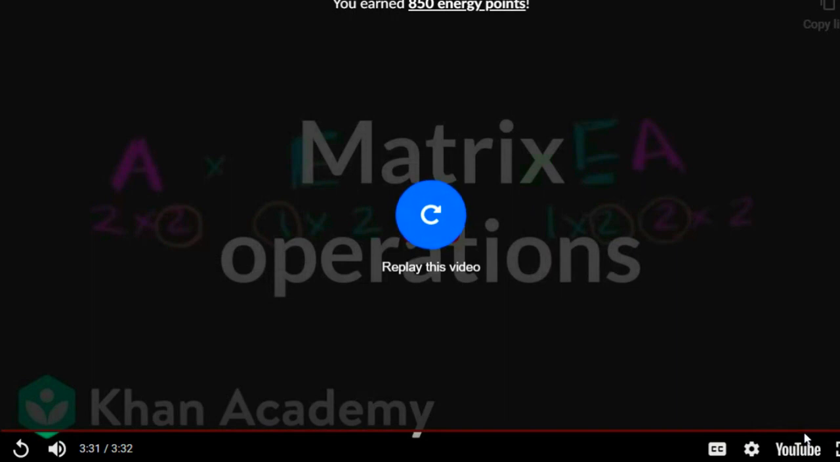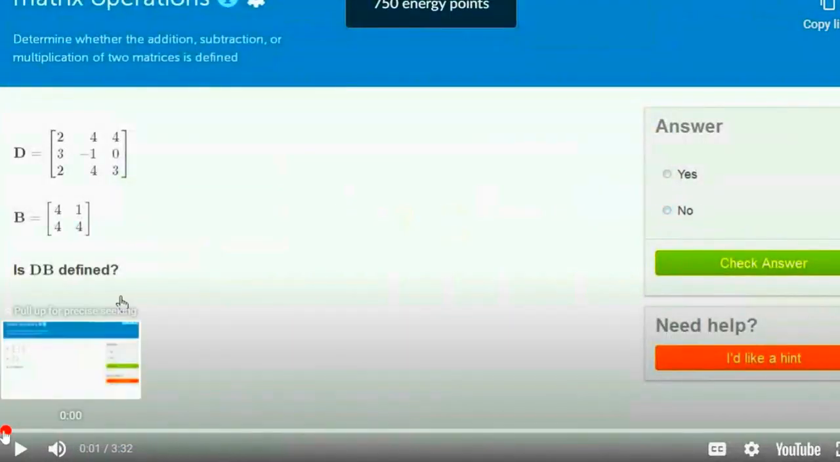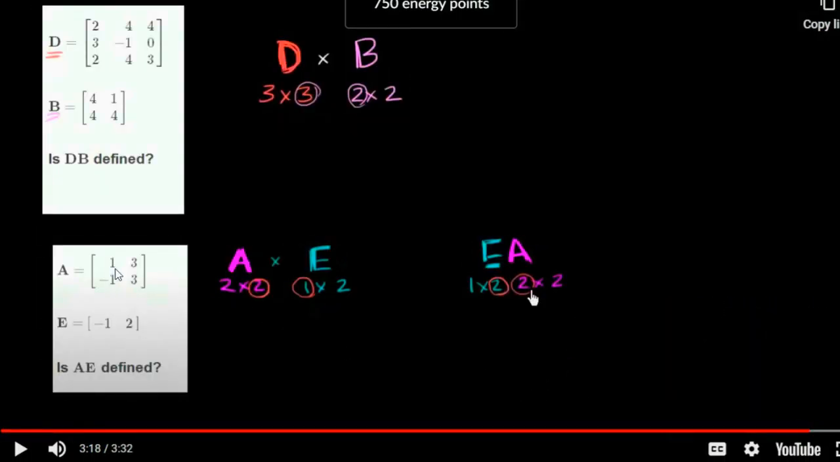So yeah, I think that's something that's very interesting. If we go back and look at, let me pause that. He made a really good point down here. With A and E, you cannot multiply A times E, but you can multiply E times A. See, this is very different. Matrix multiplication is very different than just the rules we're used to.